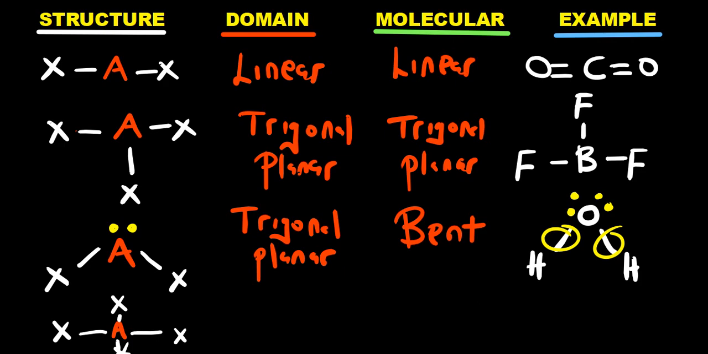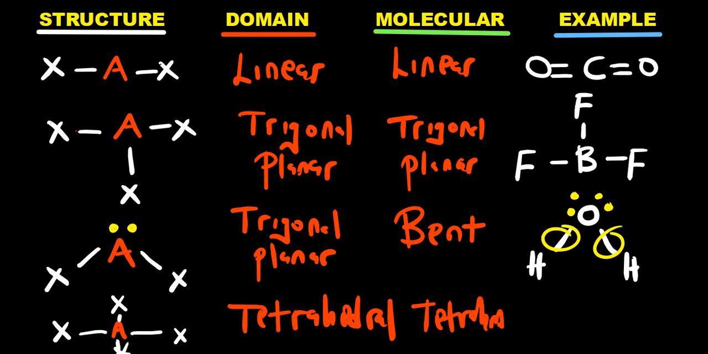Okay, so what kind of a shape is it going to be? You're able to see that it's connected to four things. So this one, the electron domain, because it's connected to four things, it will be called a tetrahedral. Then what is the shape? The shape is still tetrahedral.